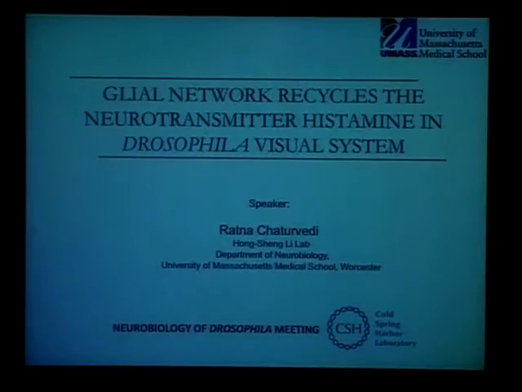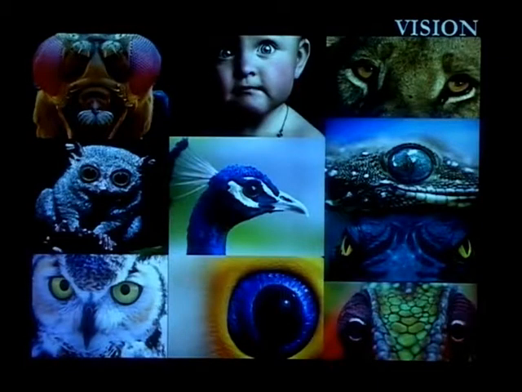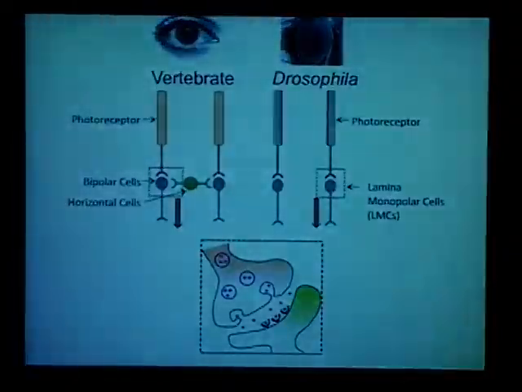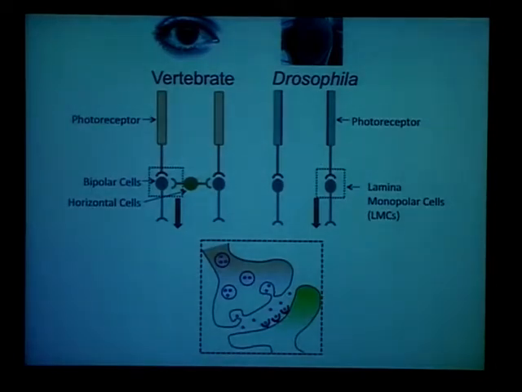Okay. So I'm going to talk about how a glial network recycles the neurotransmitter histamine in the Drosophila visual system. Vision is an important sensory system in all animals, including vertebrates and invertebrates. 95% of the information we perceive from the outside world is through our visual system. Therefore, continuous signaling in this visual system is important.